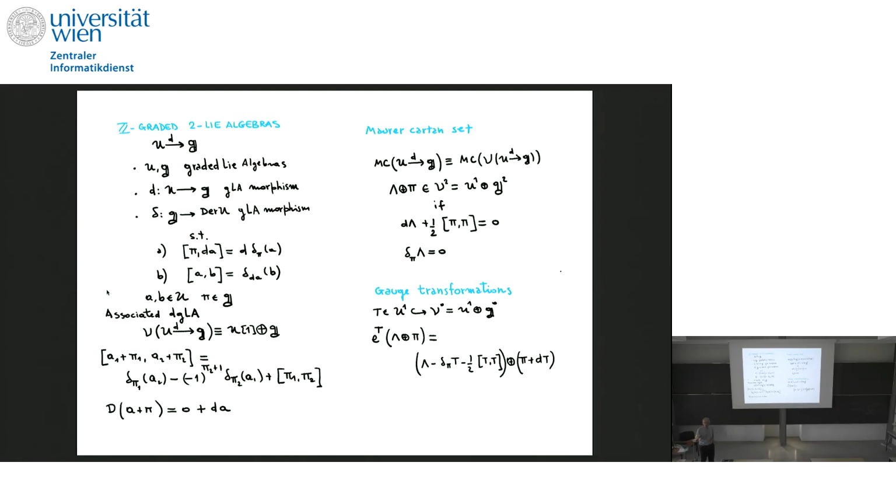Yes, in this case it's not true, because as a DGLA it's not concentrated in 2 degrees, because U and G have their own degree, right? So there are 2 degrees.